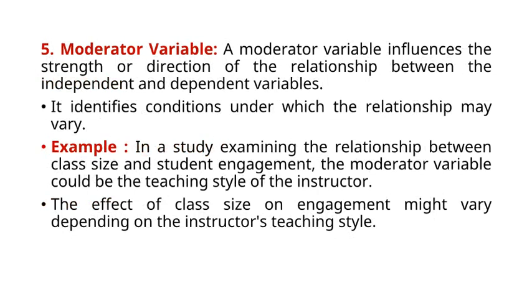5. Moderator variable. A moderator variable influences the strength or direction of the relationship between the independent and dependent variables. It identifies conditions under which the relationship may vary. Example: in a study examining the relationship between class size and student engagement, the moderator variable could be the teaching style of the instructor. The effect of class size on engagement might vary depending on the instructor's teaching style.